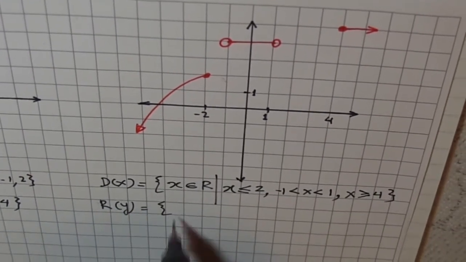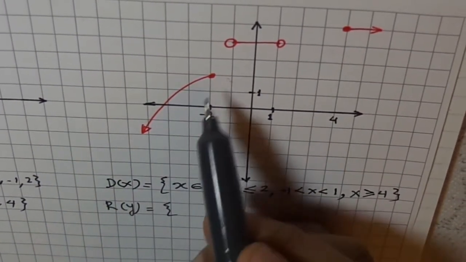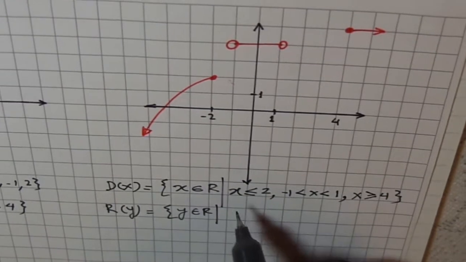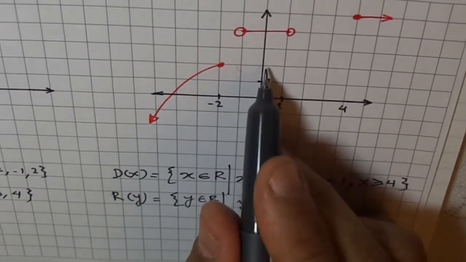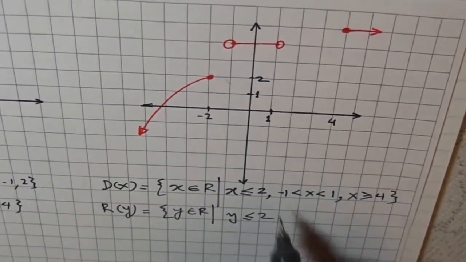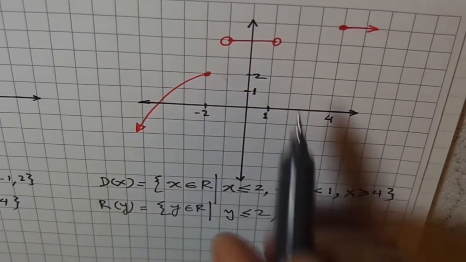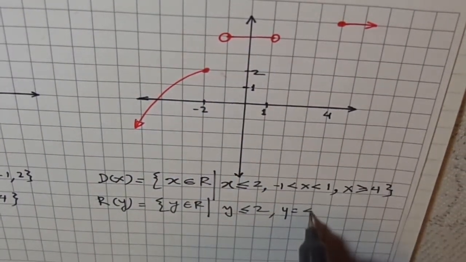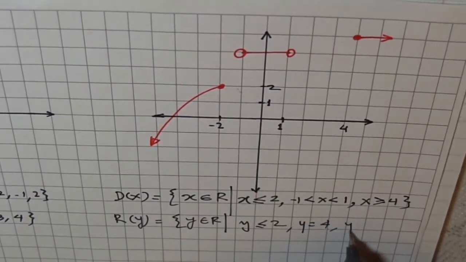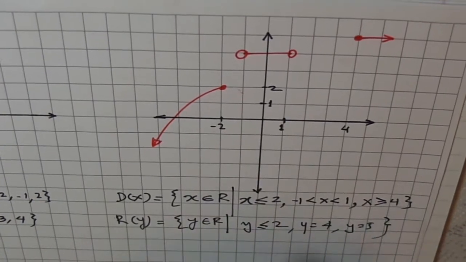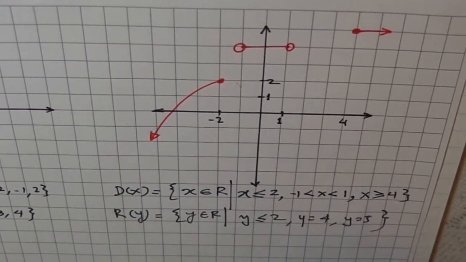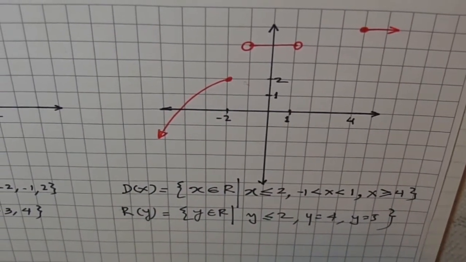How about range? Range in this case can be given as everything from minus infinity to this place. So y belongs to real numbers, so that y is less than or equal to 2, this value is 2, or y is equal to this value of 4, or y is equal to this value of 5. So that is the way to give the range of this function. Okay. We'll take some more examples.